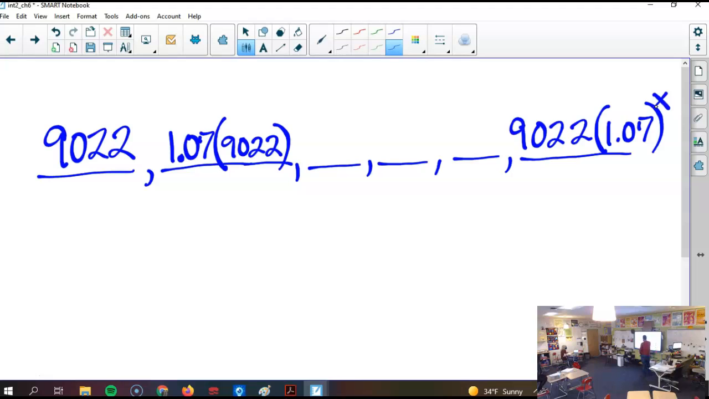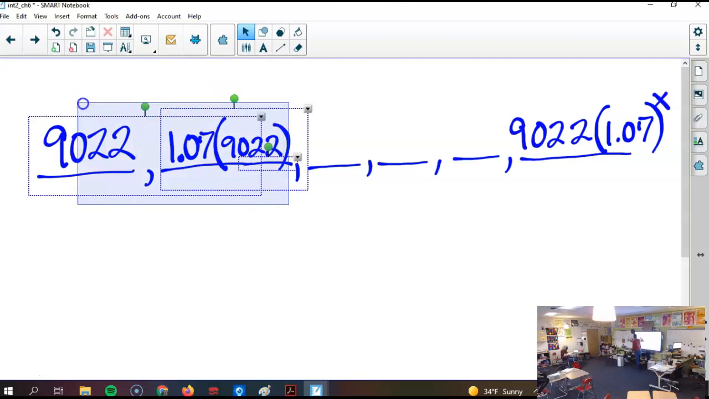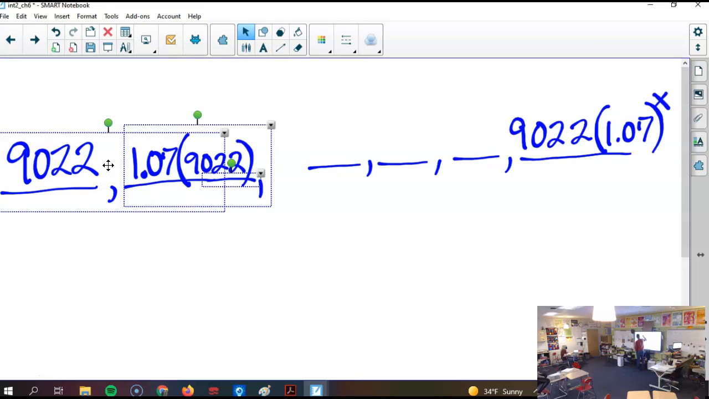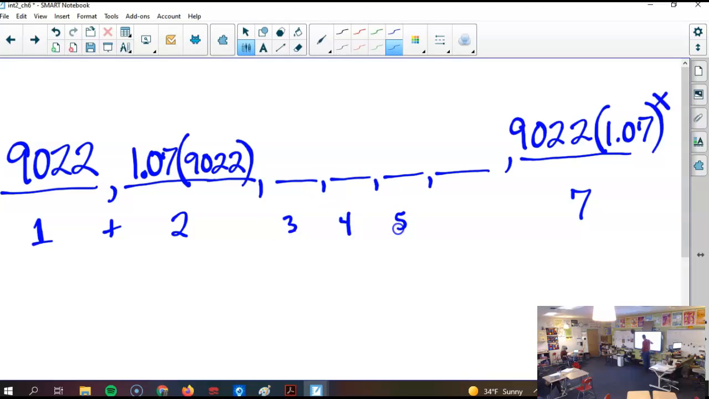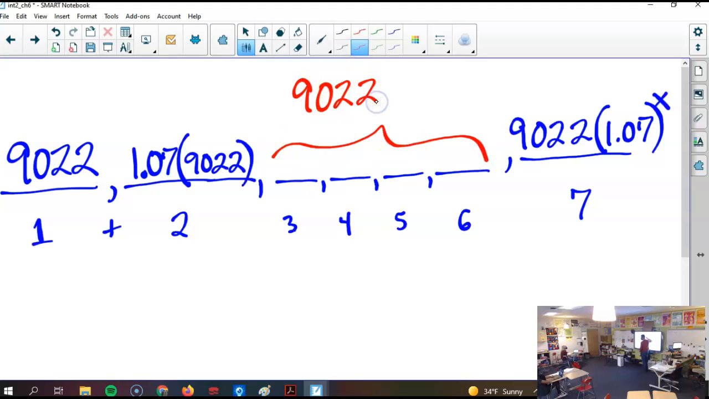So wait, we need 1, 2, 3, 4, 5, 6. I should have just made one more blank spot. So that's year 1. Let me erase these and make another blank spot. Year 1, year 2, year 7. No, wait, it's actually 1.07. It should be year 1 plus year 2. So you're saying we need to do 1 plus 2, and then plus 3 plus 4. So year 3, year 4, year 5, year 6. And then each of those is just 1.07 to the number minus 1. So each of these is 9,022 times 1.07 to the x minus 1, it's Jake's equation except for the x minus 1.